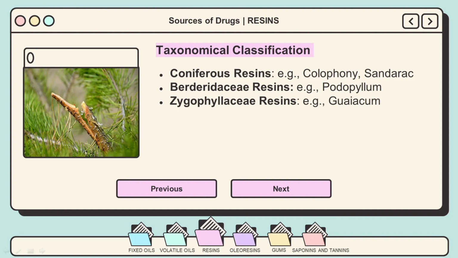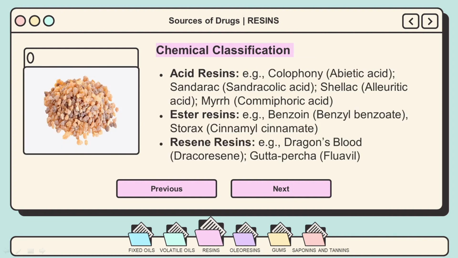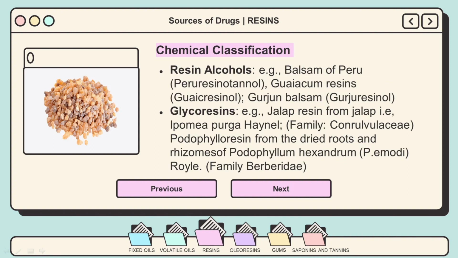First, taxonomical classification. Here, resins are grouped according to their botanical origin exclusively, such as coniferous resins, Burseraceae resins, and Zygophyllaceae resins. Next is chemical classification. Here, resins may also be classified as per the presence of the predominating chemical constituents. For instance, I have here acid resins, ester resins, resin resins, resin alcohols, and glycoresins together with their examples.